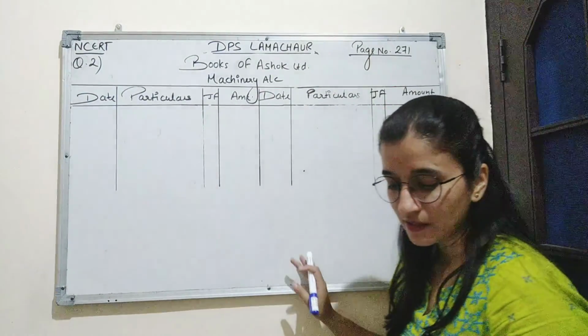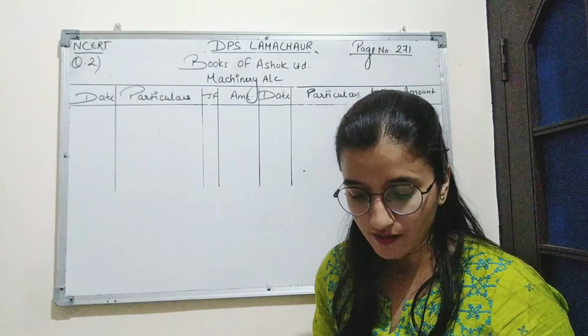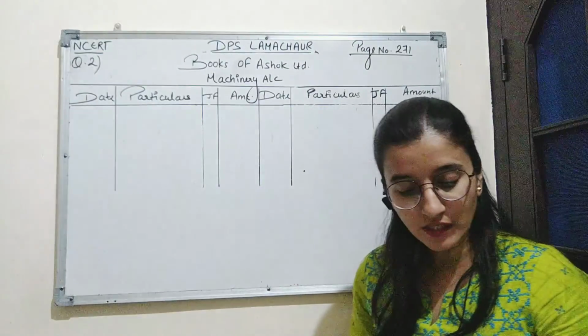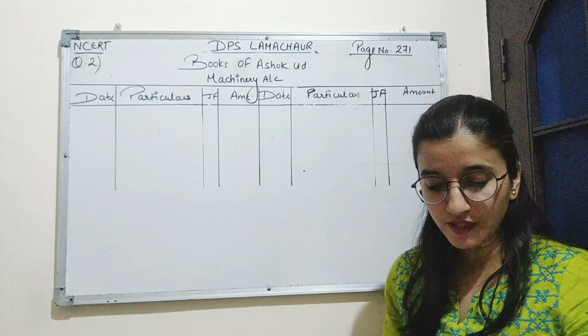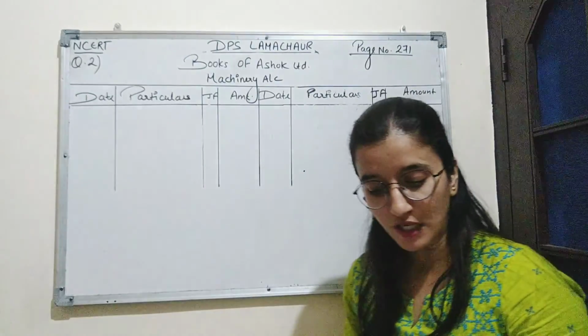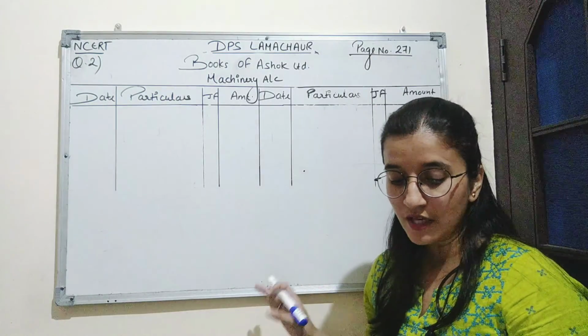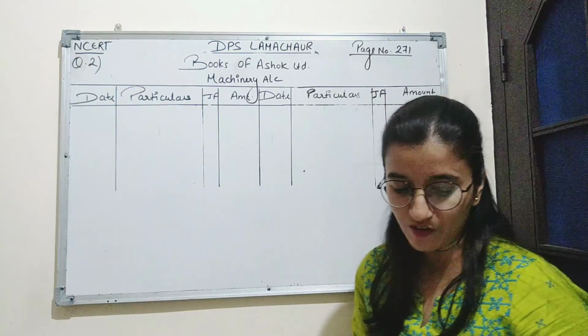The question says, on 1st July 2010, Ashok Limited purchased a machine for rupees 1,08,000 and spent 12,000 on its installation. At the time of purchase, it was estimated that the effective commercial life of the machine will be 12 years and after 12 years, its salvage value will be 12,000. Salvage value means scrap value.